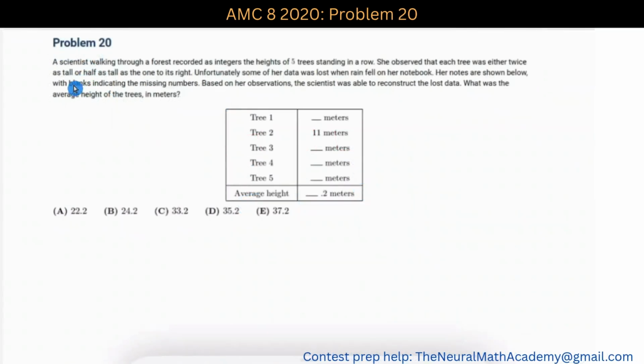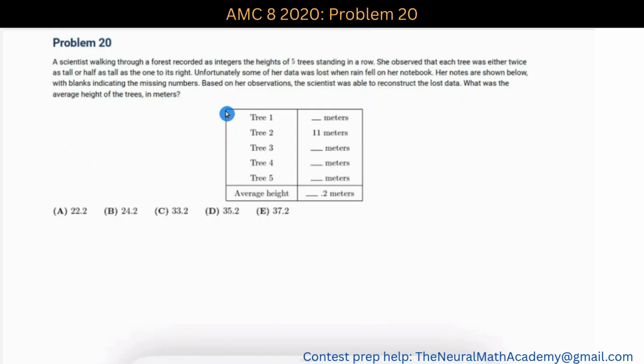Solve problem 20, where a scientist walking through a forest recorded as integers the heights of 5 trees standing in a row. He observed that each tree was either twice as tall or half as tall as the one to its right. Unfortunately, some of her data was lost when rain fell on her notebook. Her notes are shown below, with blanks indicating the missing numbers. Based on her observations, the scientist was able to reconstruct the lost data. What was the average height of the trees?